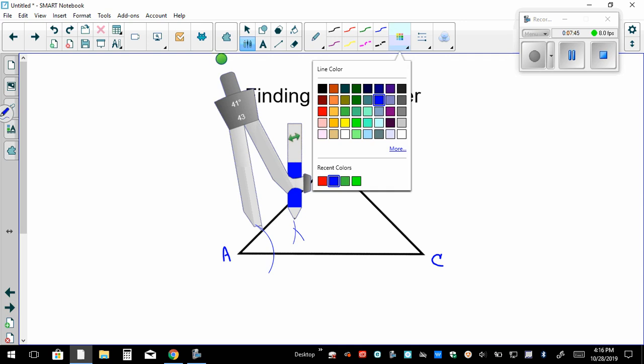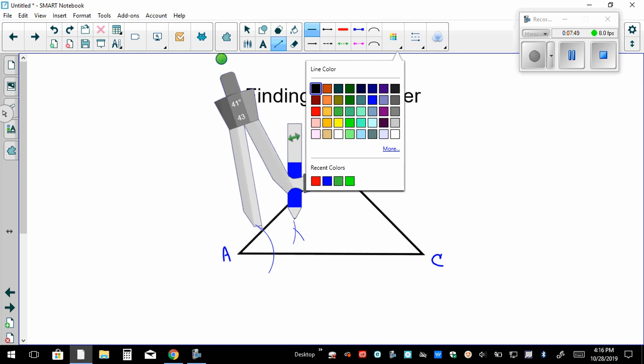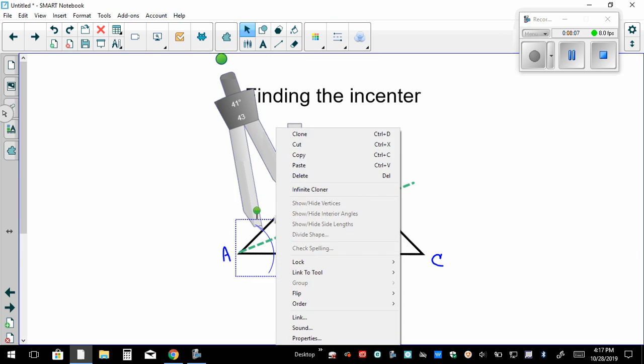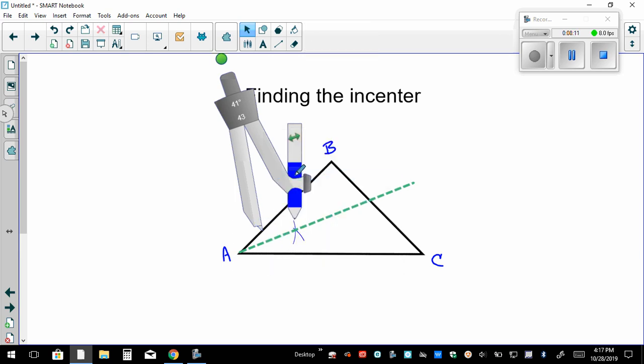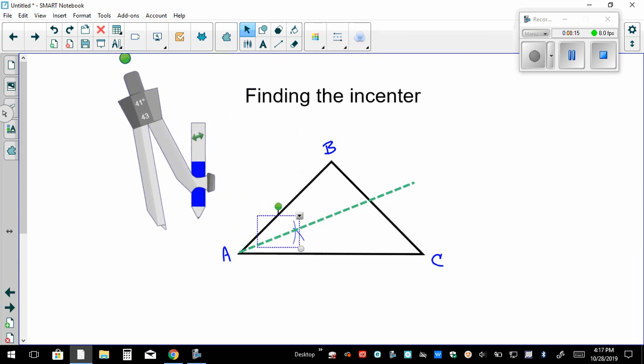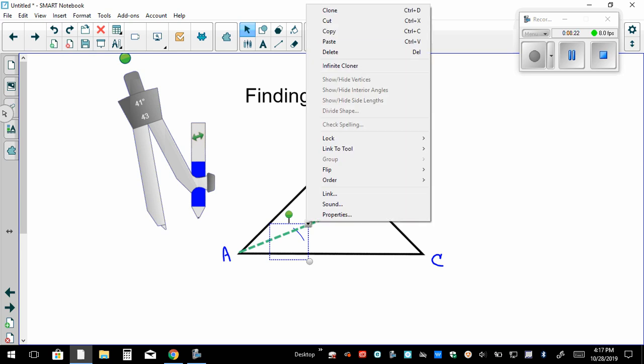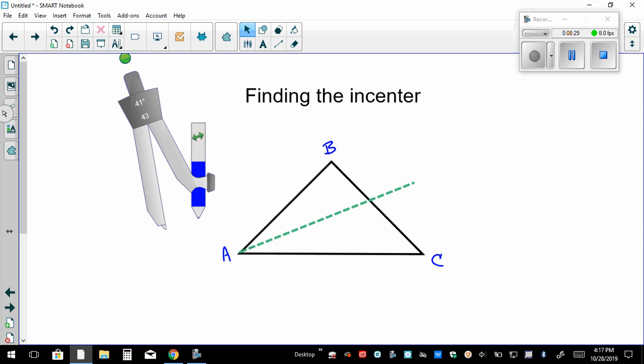Let's do it in green, and we'll make it dashed. So from here through that point right there is an angle bisector. Let me clean this up a little bit for you. I'm going to move my compass out of the way and get rid of these arcs. So that right there made that angle equal to that angle. Both those angles are equal, right? Because I cut them in half.